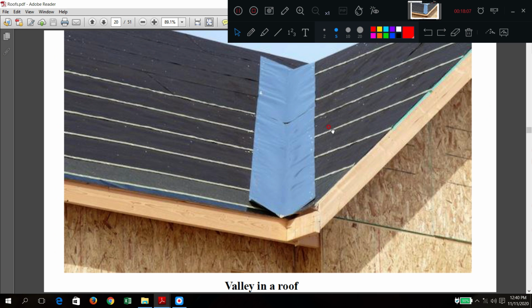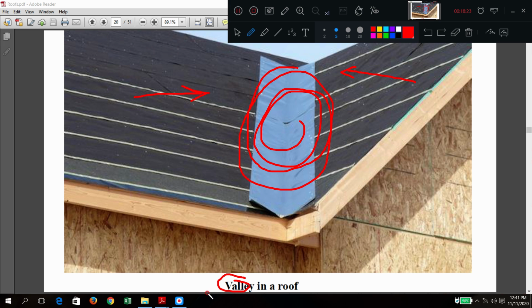Can you see this valley? How is it appearing? One slope is there, second slope is there. So both are meeting, and a depression is formed. So try to imagine, this is an actual site photo. This is a valley. Two slopes are merging and forming one depression. It is called a valley.